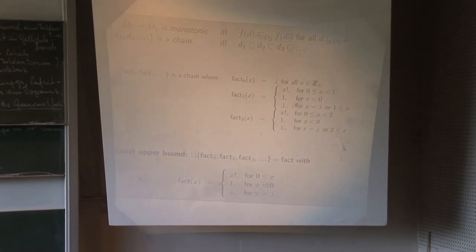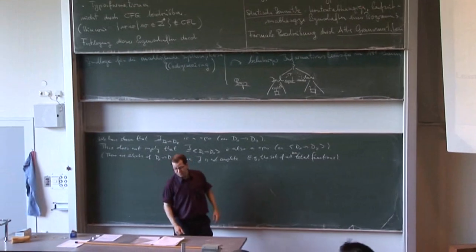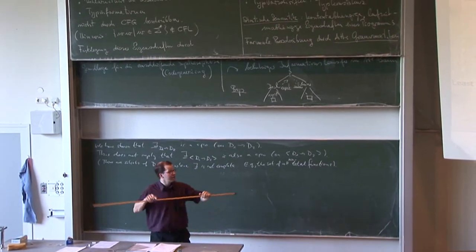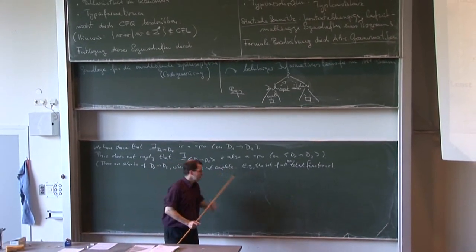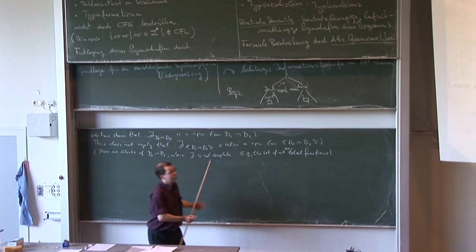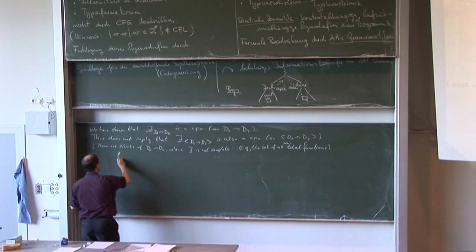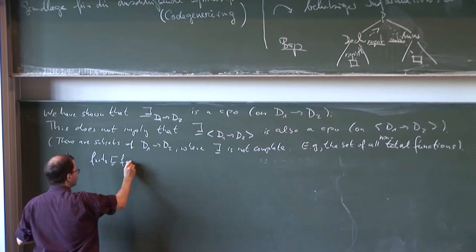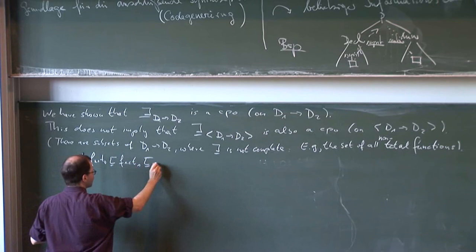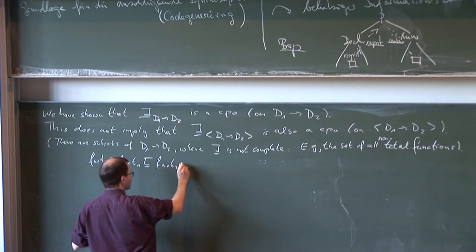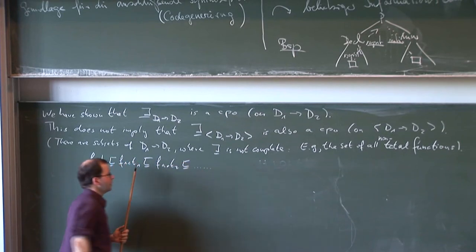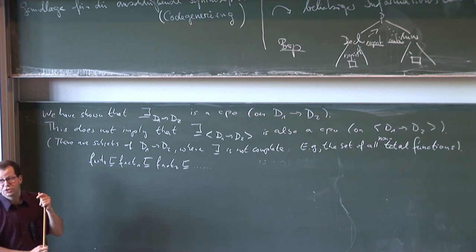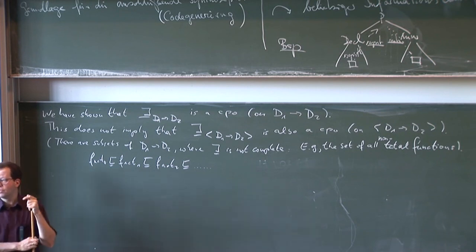Sorry, not the set of all total functions. Let's take the set of all non-total functions, the set of all partial functions. Now, why is this the case? Well, we had a chain here, fact0, fact1, fact2. And fact0 was less defined or equal than fact1. This was less defined or equal than fact2, and so on. And all of these functions are partial. So all of these functions are non-total.